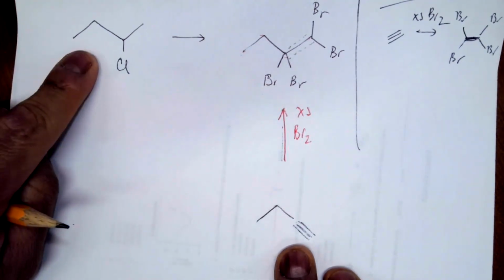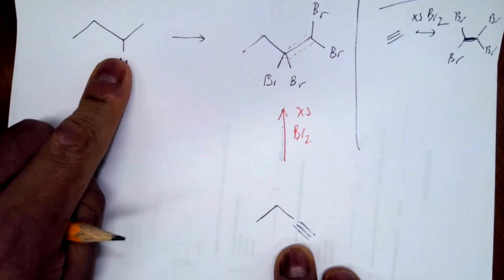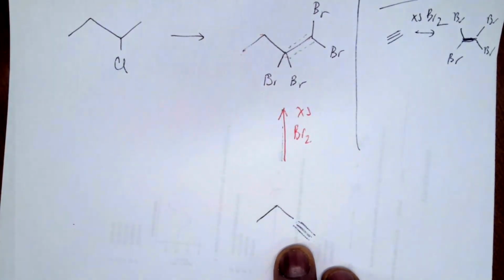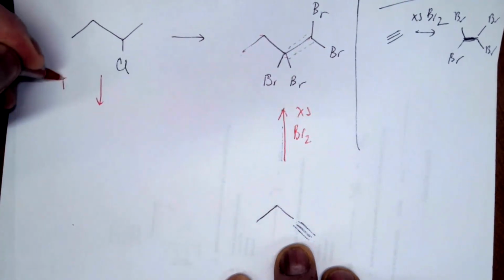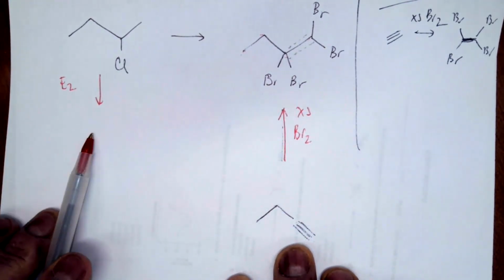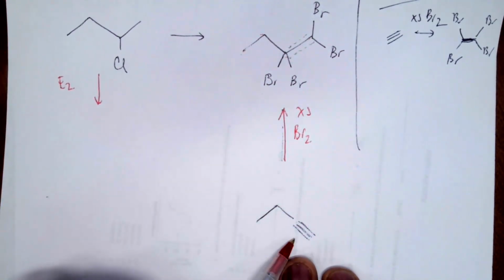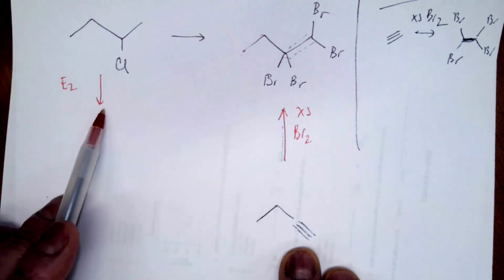But do I have an alkene? Unfortunately not. Can I make an alkene from this? Yes, I can make an alkene from an alkyl halide. How? With an E2 reaction. An E2 reaction allows me to convert it into an alkene. Why do I need to make an alkene? Because I need the alkene to make the alkyne. There's no other way to make alkynes. It has to be from an alkene.